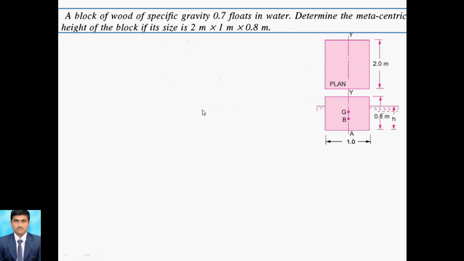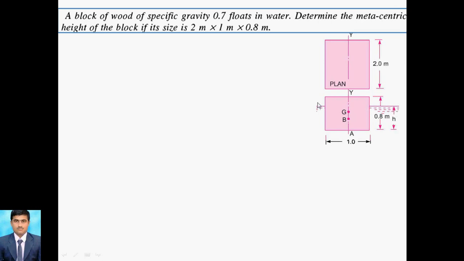Now we move to the next problem. Here a block of wood of specific gravity 0.7 floats in water. Determine the metacentric height of the block if the size is 2 meter into 1 meter into 0.8 meter. So this is the volume given. Here 0.8 is the total height, but the small h is a question mark, which is nothing but the depth of impression.